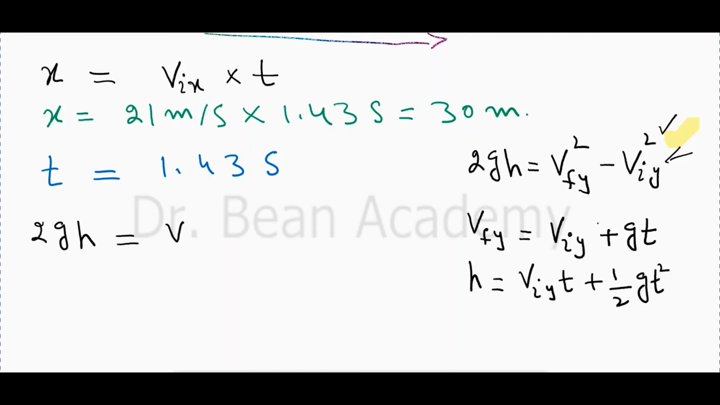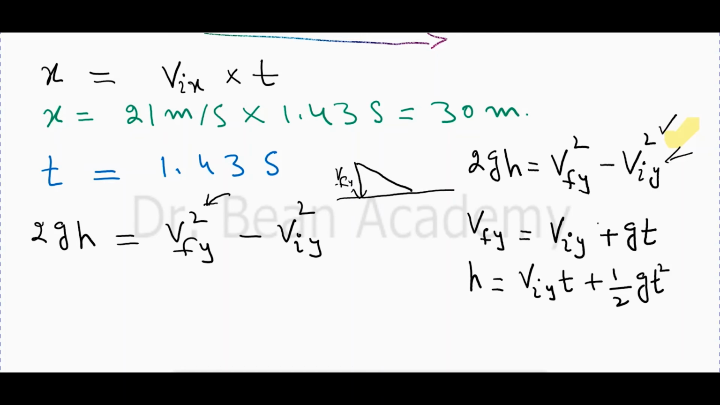2gh equals vf of y squared minus vi of y squared, and we know that viy, the initial vertical velocity, is 0 because the ball was thrown purely horizontally. We need to find vf of y, the vertical component of the velocity with which it will hit the ground. And remember, this is not the final velocity with which it will hit the ground. The final velocity is slanted, and we are only finding its vertical component, vf of y.